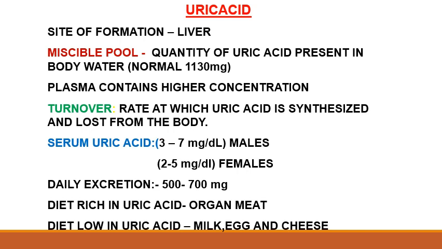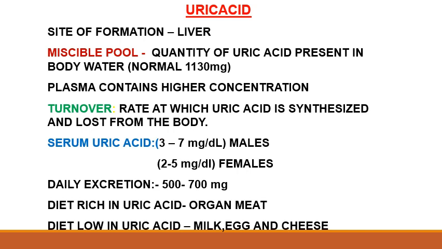Now, where is the site of formation of uric acid? It is in the liver. The quantity of uric acid present in body water is known as the miscible pool, and it comes to around 1130 milligrams. The plasma contains a higher concentration.